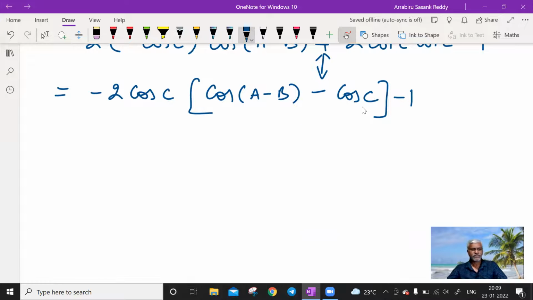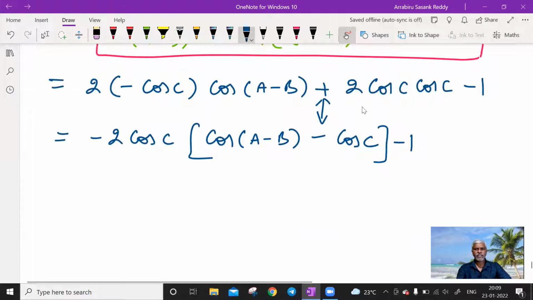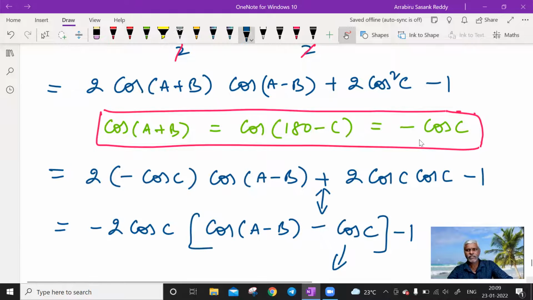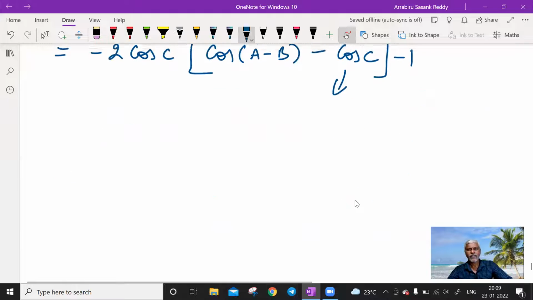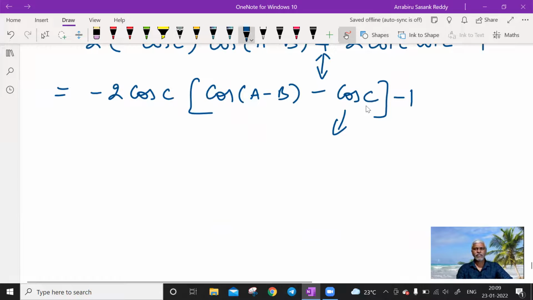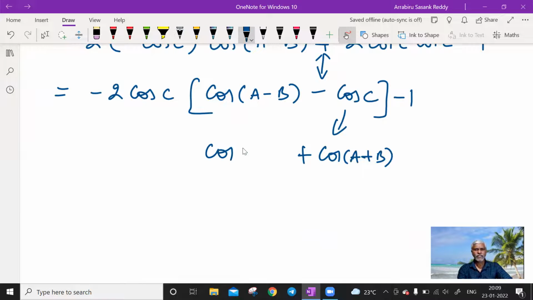Now cos C. So minus cos C, in place of minus cos C, again you write cos (A plus B). We wrote earlier that minus cos C is cos (A plus B), or cos (A plus B) is minus cos C. Again writing minus cos C as cos (A plus B). So cos (A minus B) remains as it is.